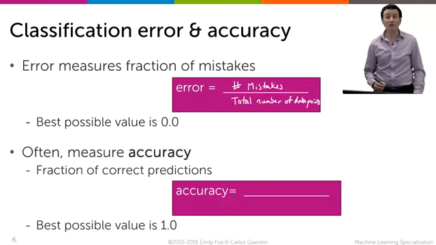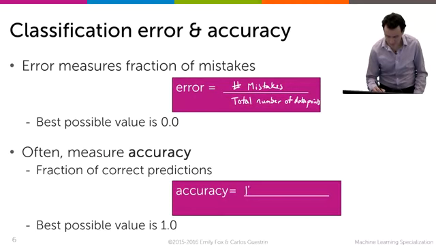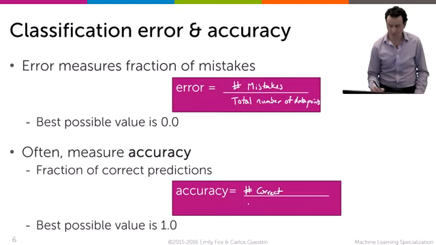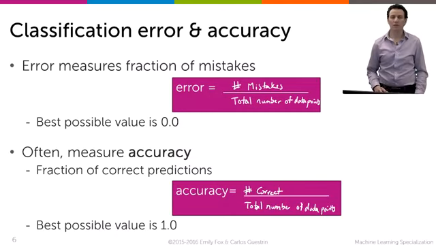Sometimes we also talk about accuracy as well, which is 1 minus the error. So here we talk about, instead of the number of mistakes, the number of data points where we got them correct, divided by the total number of data points. Very good.